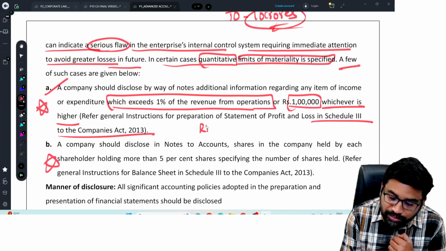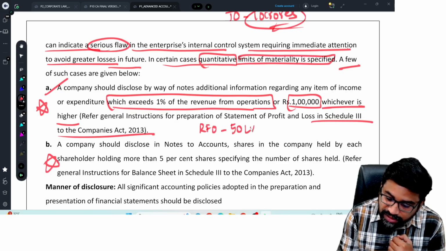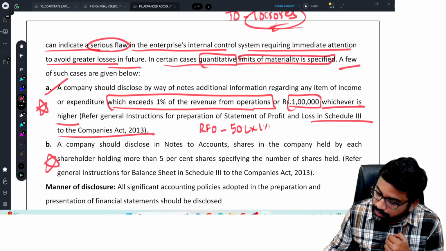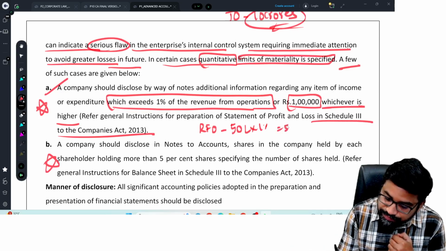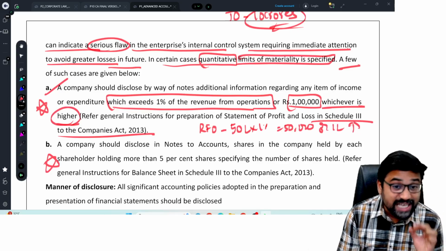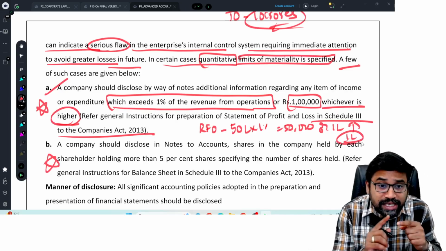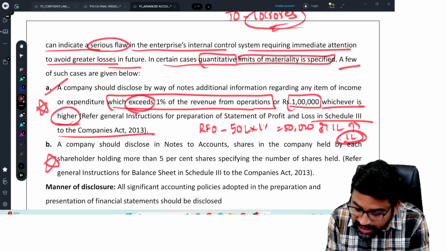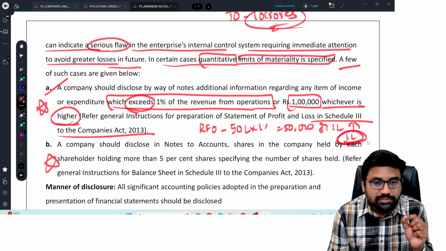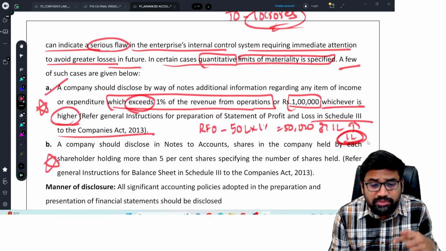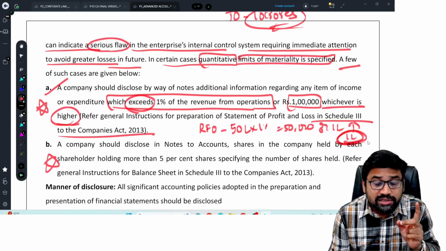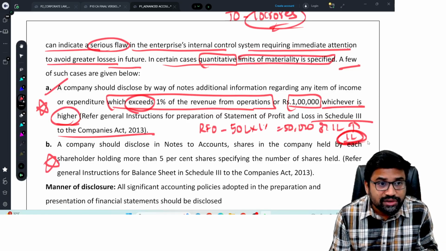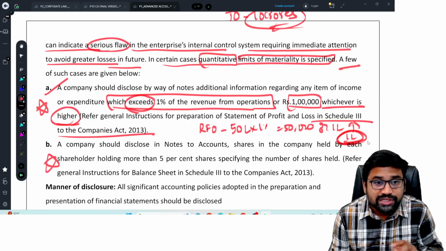For example, your revenue from operations is 50 crores. So 50 lakhs into 1% is 50,000, or 1 lakh, whichever is higher. Remember, whichever is higher means 1 lakh. Now, any income or expenditure that exceeds 1 lakh. For example, there is an income which is exactly 1 lakh. Is it required to be disclosed separately? No, because Schedule 3 says any income or expenditure which exceeds 1% of revenue from operations or 1 lakh, whichever is higher.